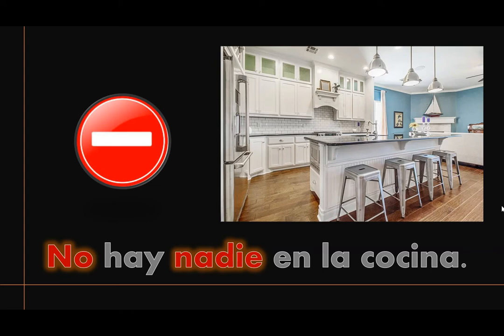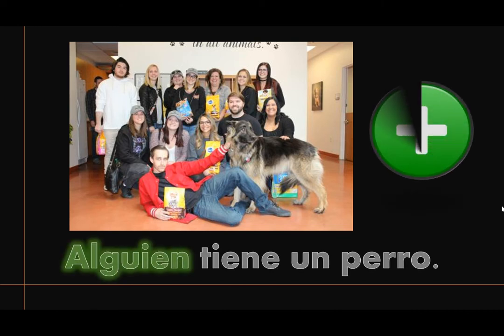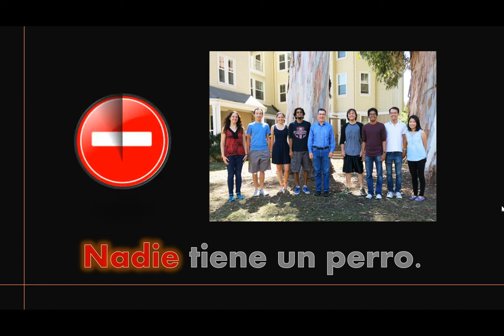Let's look at another example. Alguien tiene un perro. Positivo. Well, when you look at that, you can see that there's a dog in the picture and he has to belong to someone. So someone has a dog. Alguien is taking the place of naming someone, right? We don't know who has the dog, but there's a dog in the picture. Let's look at the negativo. Nadie tiene un perro. When you look at that group picture, you can see nadie tiene un perro. Nobody has a dog in that picture.